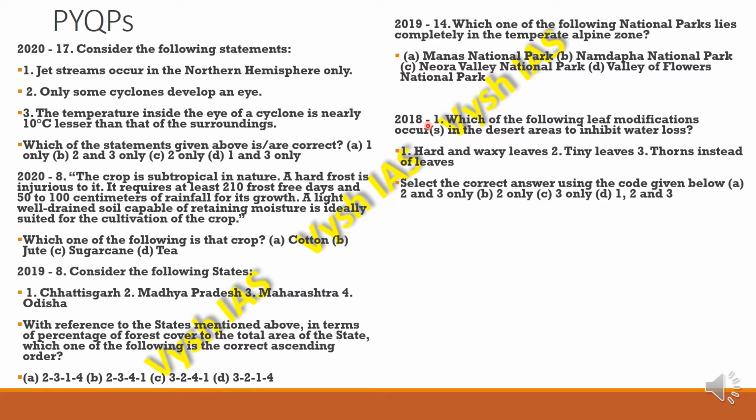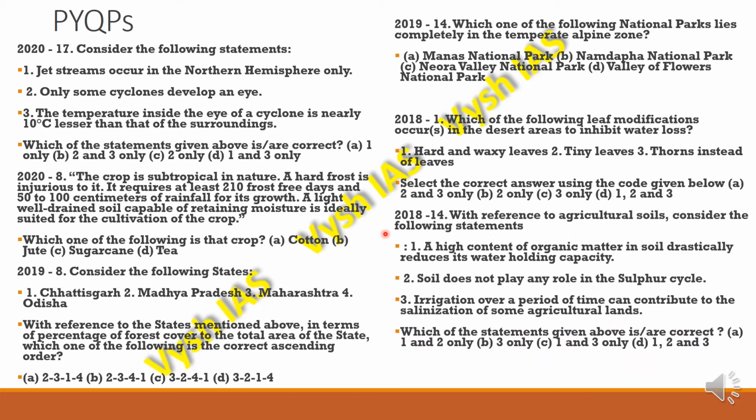And this 2018 question was again repeated, and earlier it came in 2013. In this we again have a question with reference to agricultural soils. So this is from the soil chapter. In this only 3 is correct. The answer is B, because this is also wrong and this is also wrong.